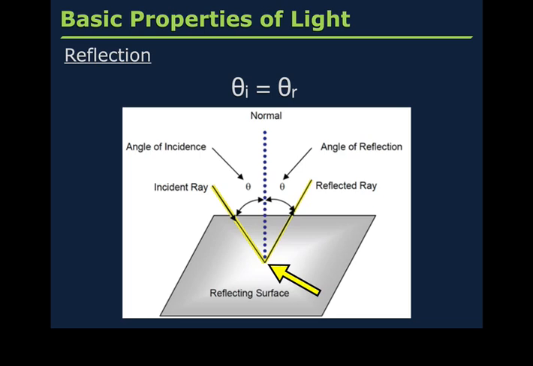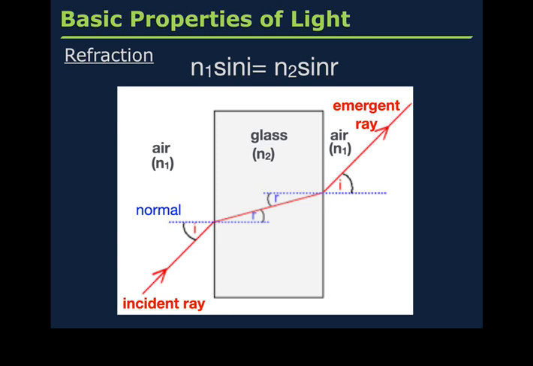We use reflecting surfaces a lot in telescopes, so understanding how these reflections work becomes really important when we start talking about telescope optics. Similarly, instead of reflection, we can now talk about refraction. So this tells us how a ray of light passes through a medium that has a different index of refraction than the air around it.